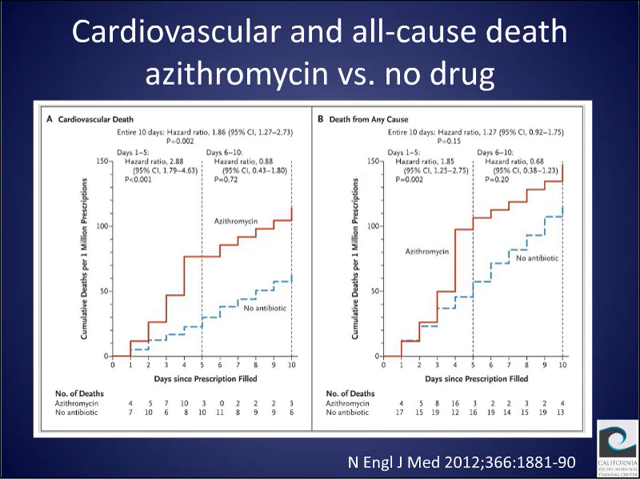So in this slide, looking at azithromycin versus no drug, you can see that after just 5 days of therapy with azithromycin, the hazard ratio of cardiovascular death was 2.88. But after 5 days, this risk went away. So the hazard ratio dropped back down to normal after the 5 days. And that was also seen with death from any causes.